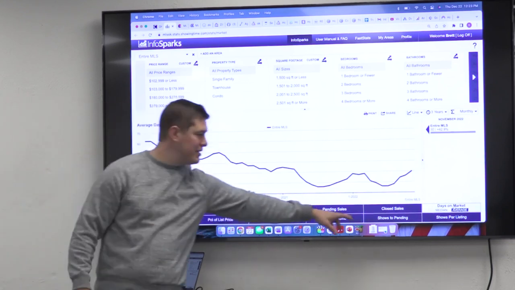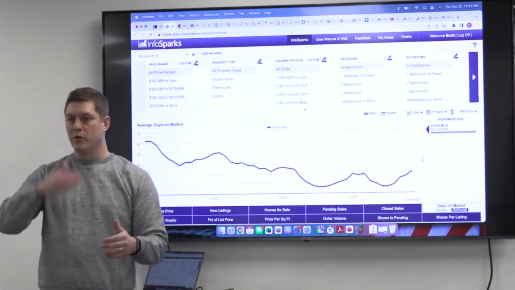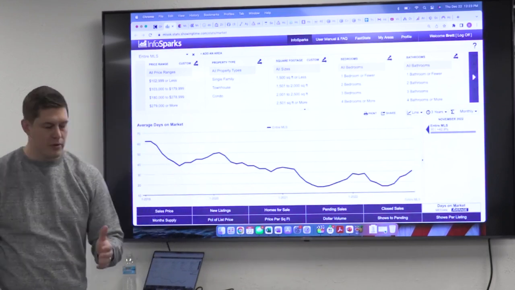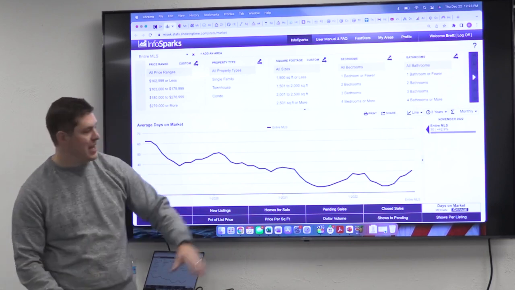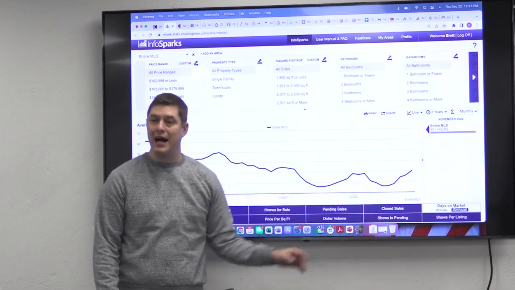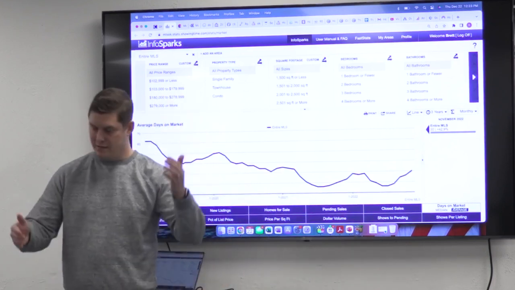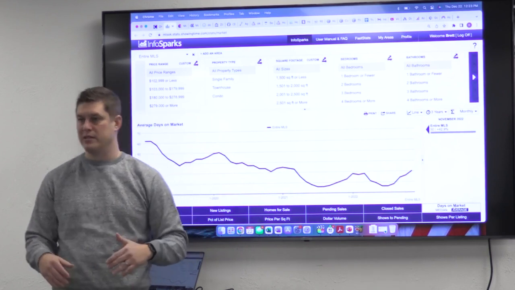And then shows to pending is going to show me, of those houses, how many showings did it get before it sold. So again, easy example, if the average days on market is 30 and it has 30 shows to pending, I need to be getting a showing a day. And if I'm not, I need to increase the condition or decrease the price, right?